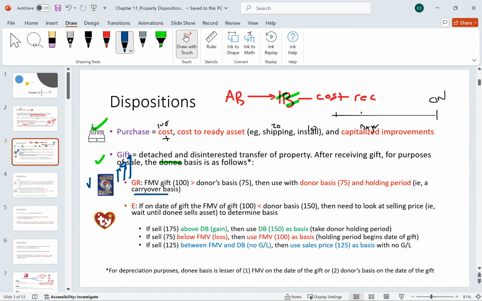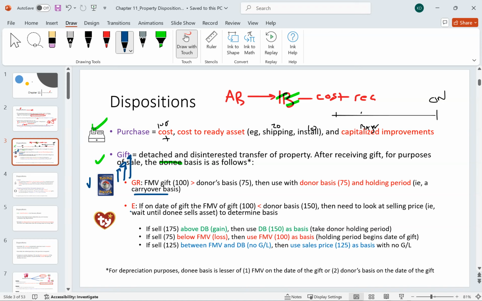If we were to be more specific with the rule, we said generally it's going to be a carryover basis, but what do we mean by that? What we mean is, if on the date of the gift, when grandma gave us this Pokemon card, its fair market value was greater than what she paid, she paid $75, now it's worth $100, it's gone up in value, then we're going to use a carryover basis. Most of the time, things go up in value over time, like houses. So generally, most of the time, it's going to be appreciated property, and we're going to use a carryover basis.